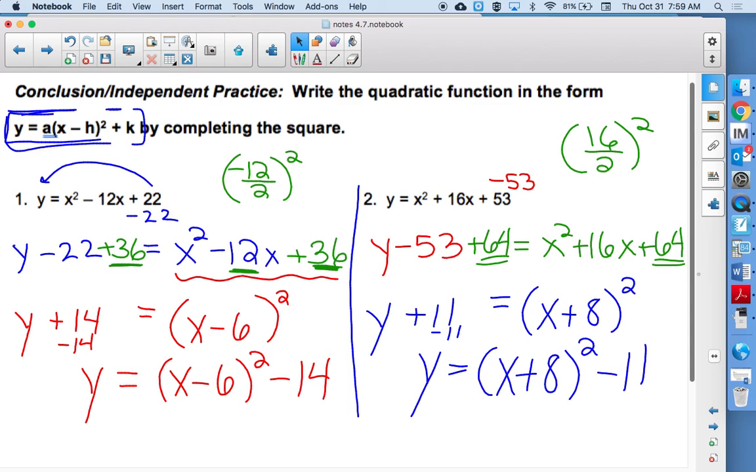Tomorrow we're doing the last process, and then next week when you get back from your 4-day weekend, we'll review for a quiz on Thursday on the 4 different ways to solve.